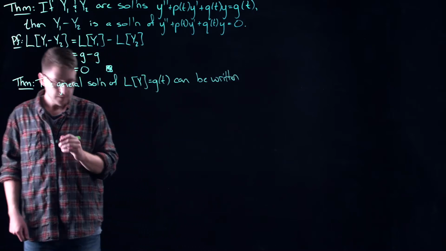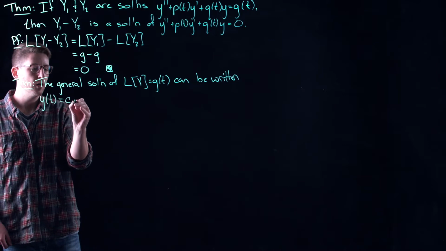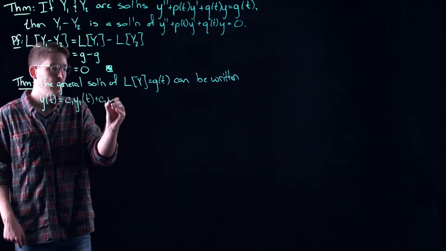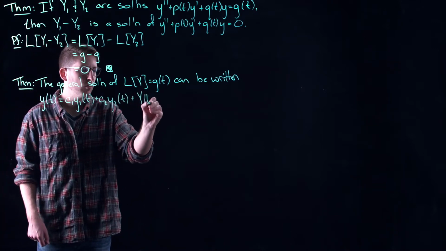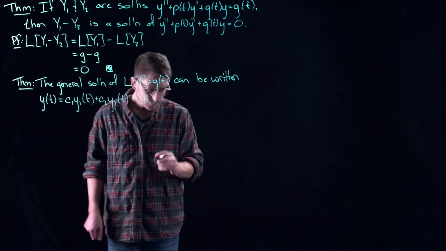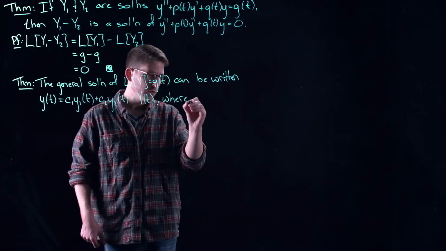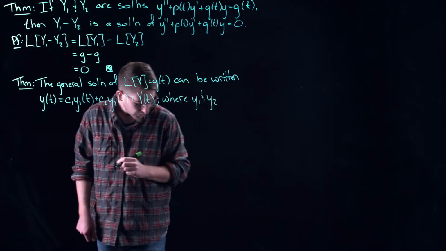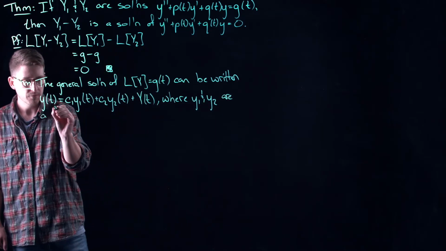as, let's write this, y of t is equal to c1 y1 of t plus c2 y2 of t plus, I'm going to call it capital Y of t, where, well, you know what y1 and y2 are. So where y1 and y2 are a fundamental set of solutions.